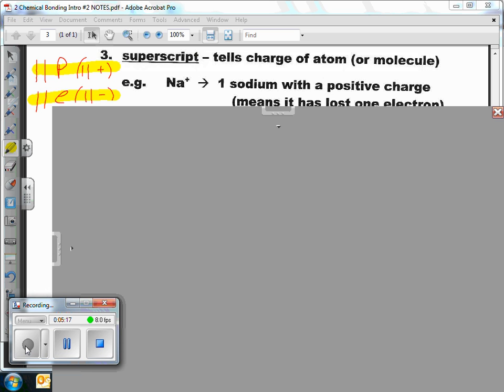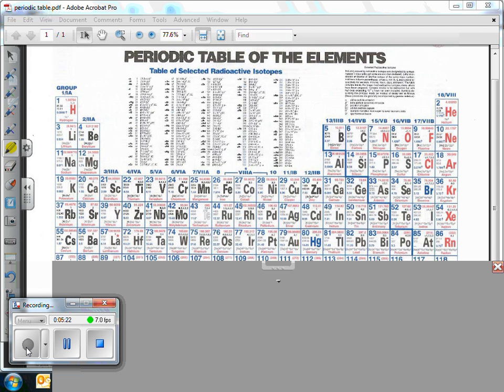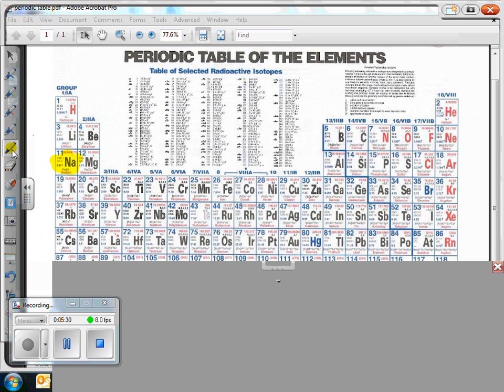Yes, it lost an electron. If you remember from yesterday, we talked about getting an octet. Look at where sodium is right now. How many valence electrons does it have? One. And if it loses that one valence electron, it becomes an octet, because it has the electron configuration of neon, the noble gas that has an octet. Does that make sense?